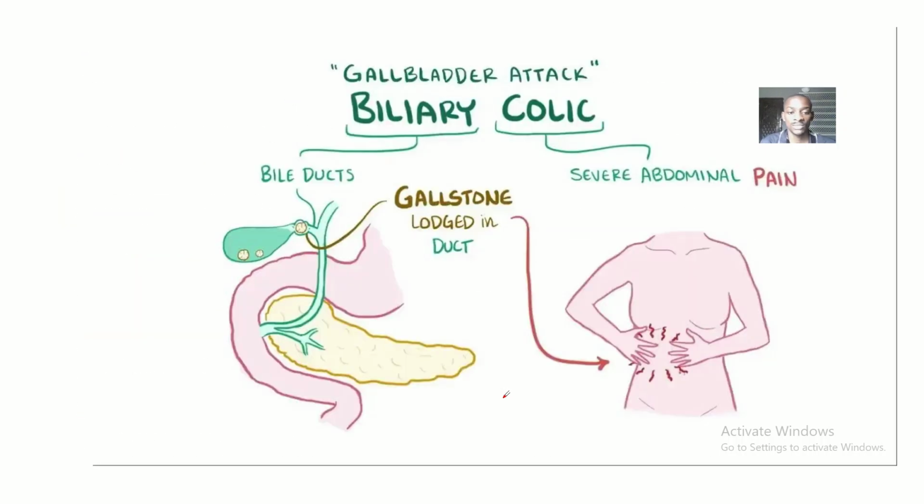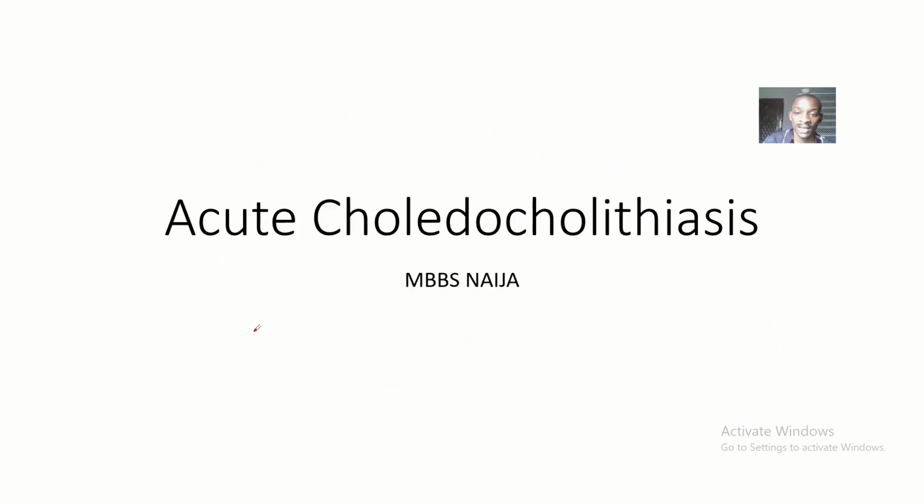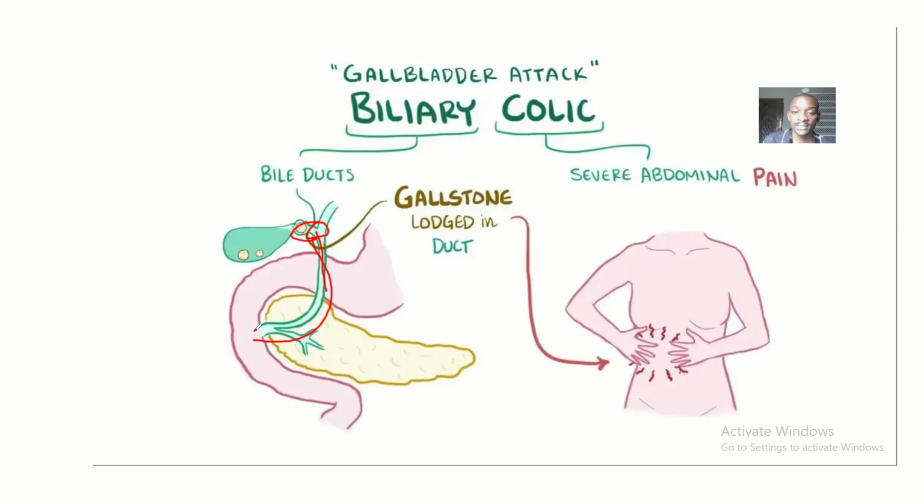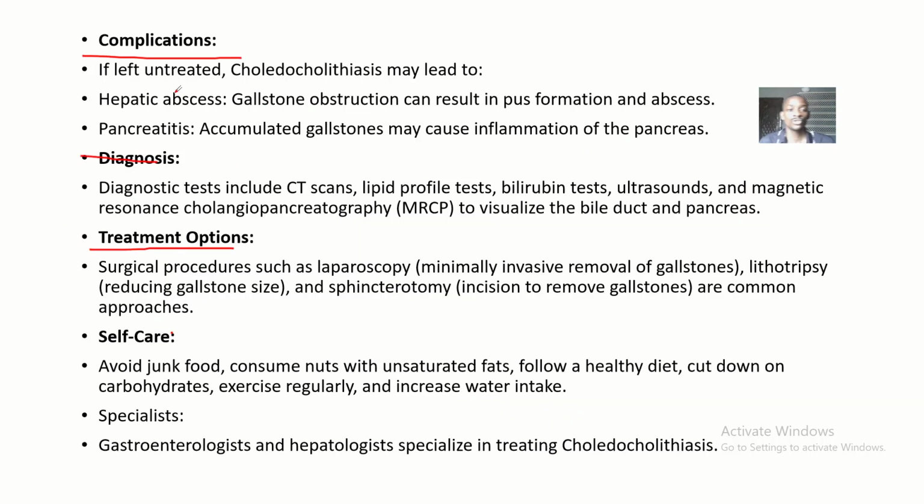So let me just use this image again. So basically, if there's blockage in the common bile duct that carries bile to the small intestine, then you have a condition called choledocholithiasis, right? What are the complications of choledocholithiasis? If left untreated, choledocholithiasis may result in what? Hepatic abscess. We said that bile obstruction can result in pus formation and abscess. There's pancreatitis. We said that accumulated gallstones may cause inflammation of the pancreas.